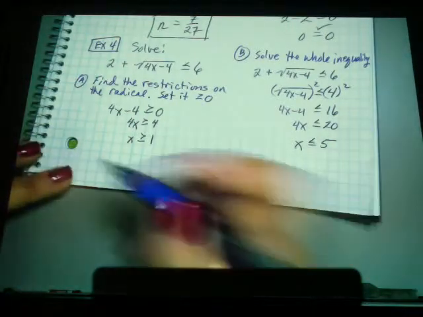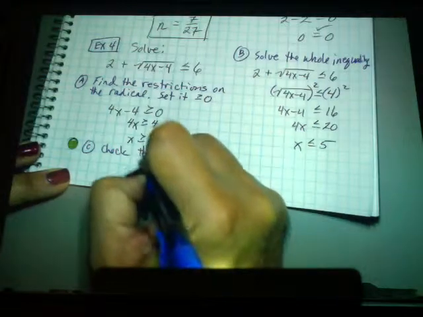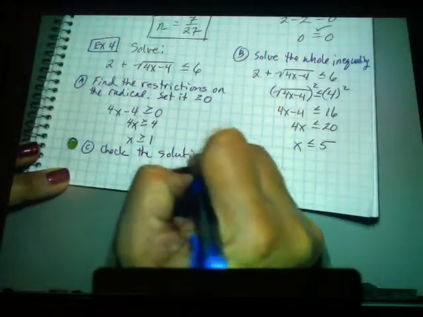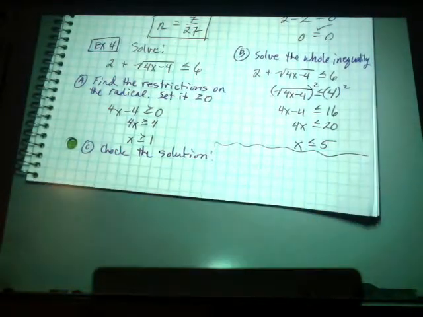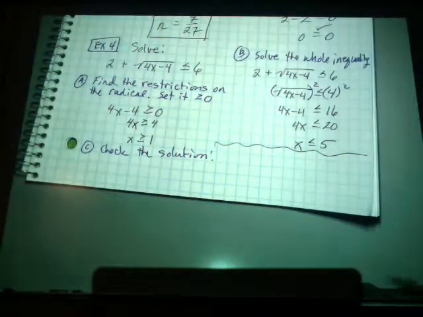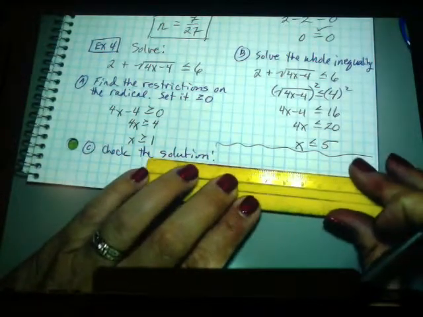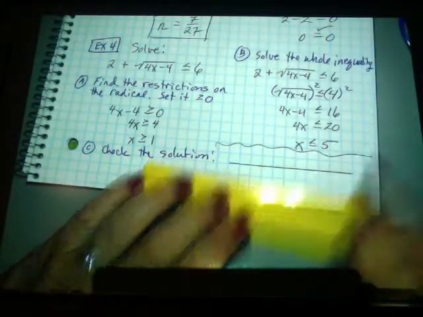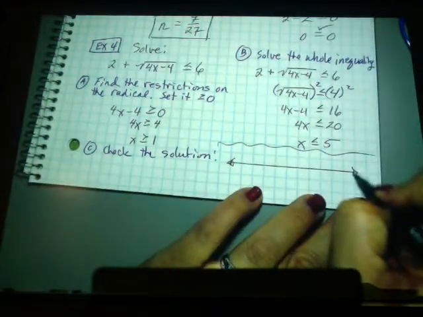So let's check our solution. So that's your last part, C. Check your solution. So we're going to graph it. So where's my little ruler? I'm going to graph it over here. And I only need my boundary points, which are 1 and 5, on my graph.